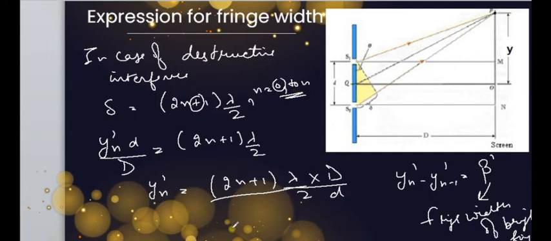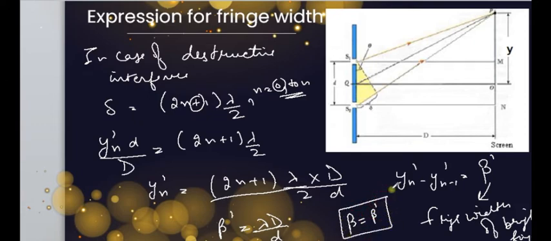Once you evaluate this beta dash, what will you get? Again the result will be equal to lambda capital D by small d. So this is the expression for fringe width. From the obtained expression, you have analyzed that the fringes have the same fringe width, that is beta equals beta dash. What does it indicate? That alternately you are getting a dark fringe and a bright fringe of the same width. So this expression is very important, and the numericals based on this formula for fringe width are very important too. Do not leave them, from the board point of view.